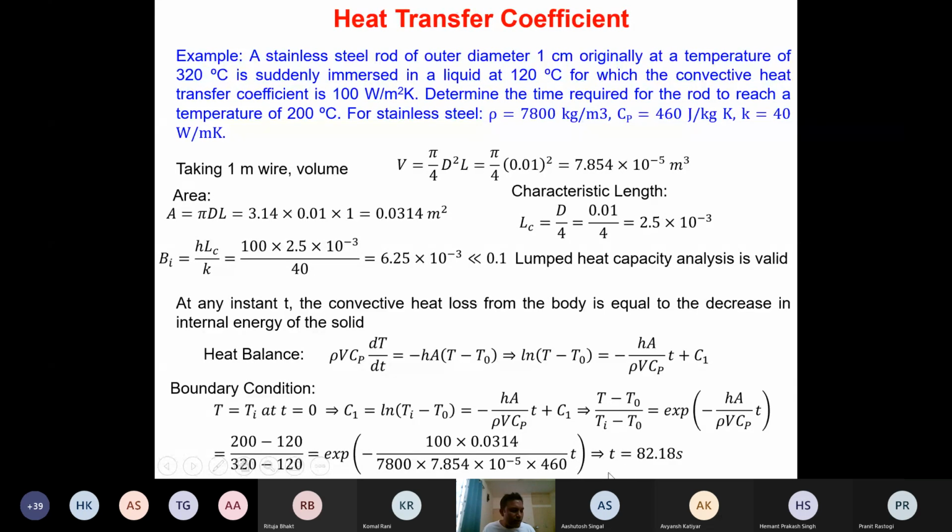Hello, sir. Yes, please go ahead. Can you please explain the concept of characteristic length? Okay.